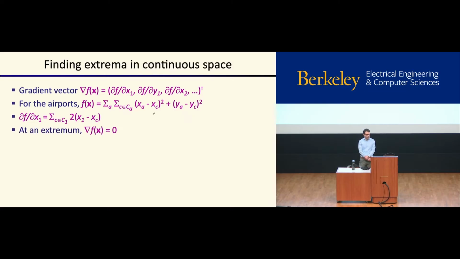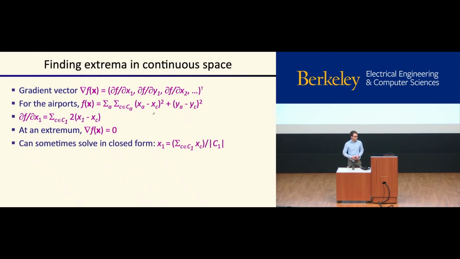And then we can set this gradient to 0 for all of those different partial derivatives. And then sometimes we can even solve that equation in closed form. So in this case, we can solve it in closed form, and it's saying that the x1 value, the x position of the first airport, is the average x position of all the cities that are closest to that same airport. So we can solve this in closed form.